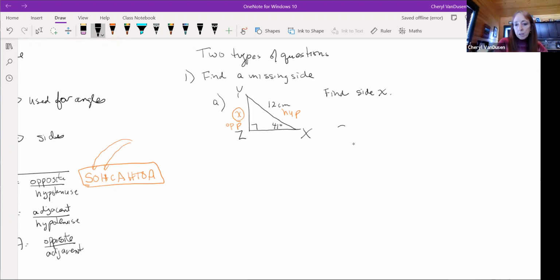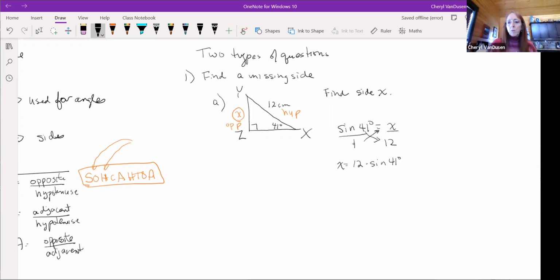So then we write sine of 41 is x over 12. Now, to solve this particular one, what I do is I put a 1 underneath here, just so I have a ratio on both sides, and then I cross multiply. That by that and that by that. So then I get x is equal to 12 times sine of 41.